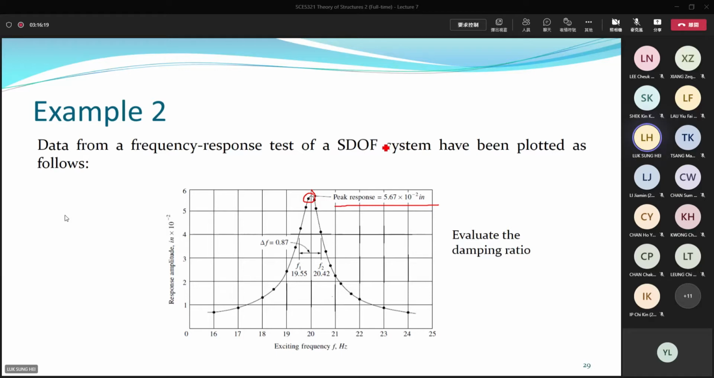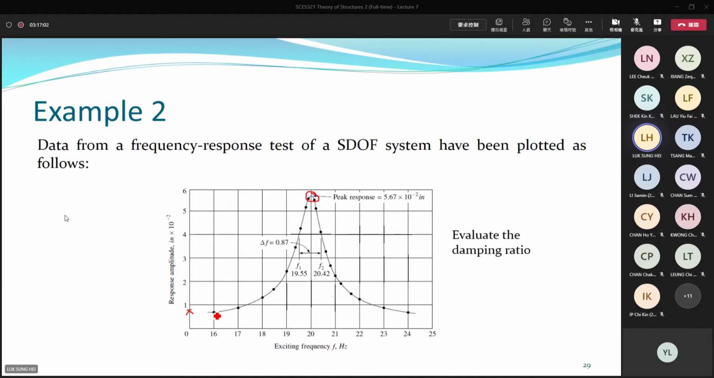If you use the resonance amplification method, you also need to know what happened at static. But however, from the graph, it does not show what happened at frequency equal to 0. You don't know what it is at frequency equal to 0 from the graph. If you really want to use the resonance amplification method, then you have to try your best to estimate what happened at frequency equal to 0.